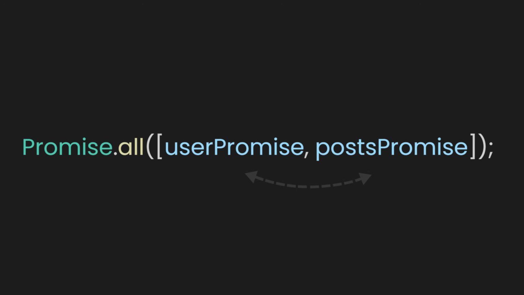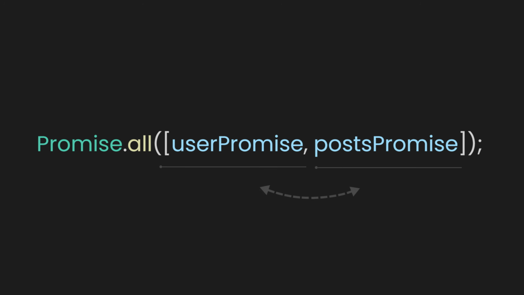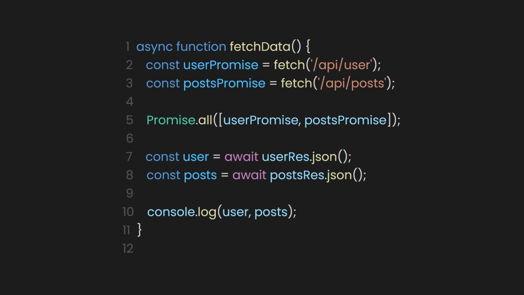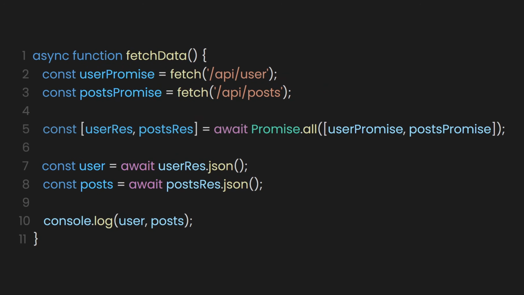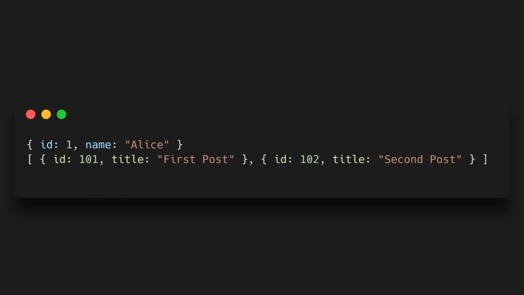Inside of the array, let's put the user promise and the post promise to fetch at the same time. Then, let's directly access the data by destructuring it further. Now, if we run this, we can see the user data and post data printed to the console once both requests have completed.